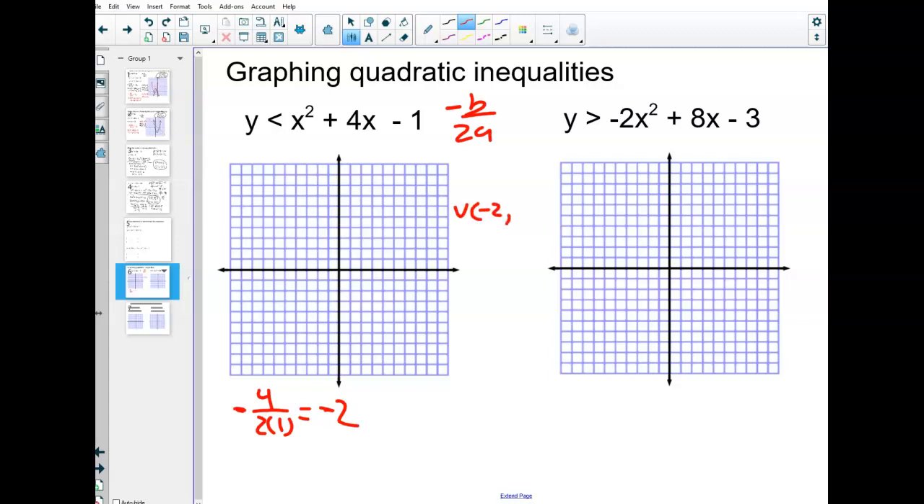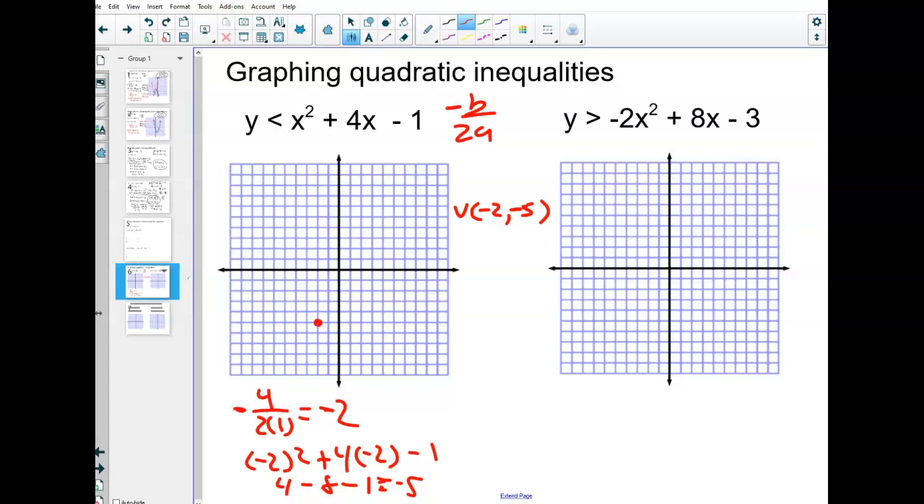When I plug the negative 2 in, we get negative 2 squared plus 4 times negative 2 minus 1. 4 minus 8 minus 1 is a negative 5. So my vertex is negative 2, negative 5.